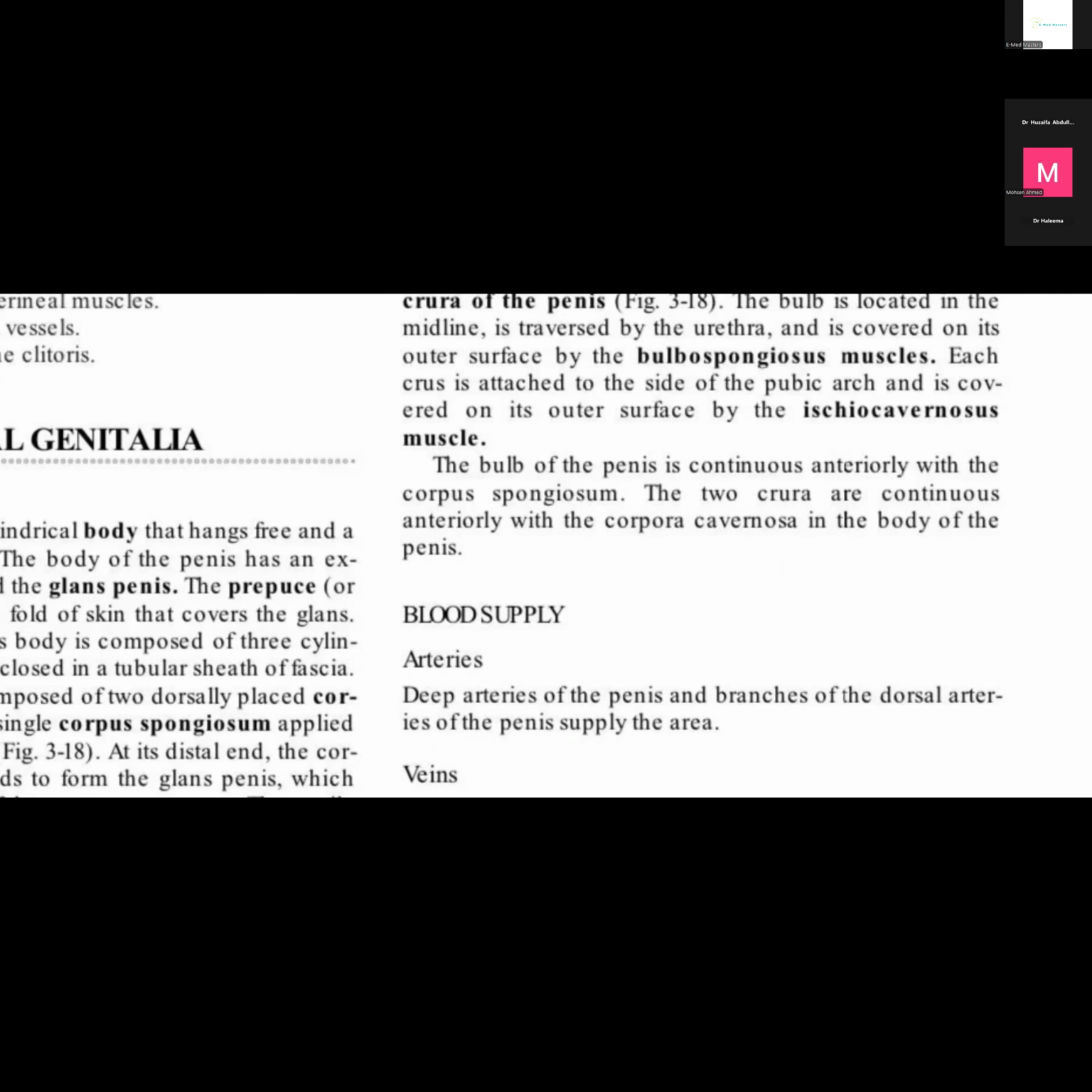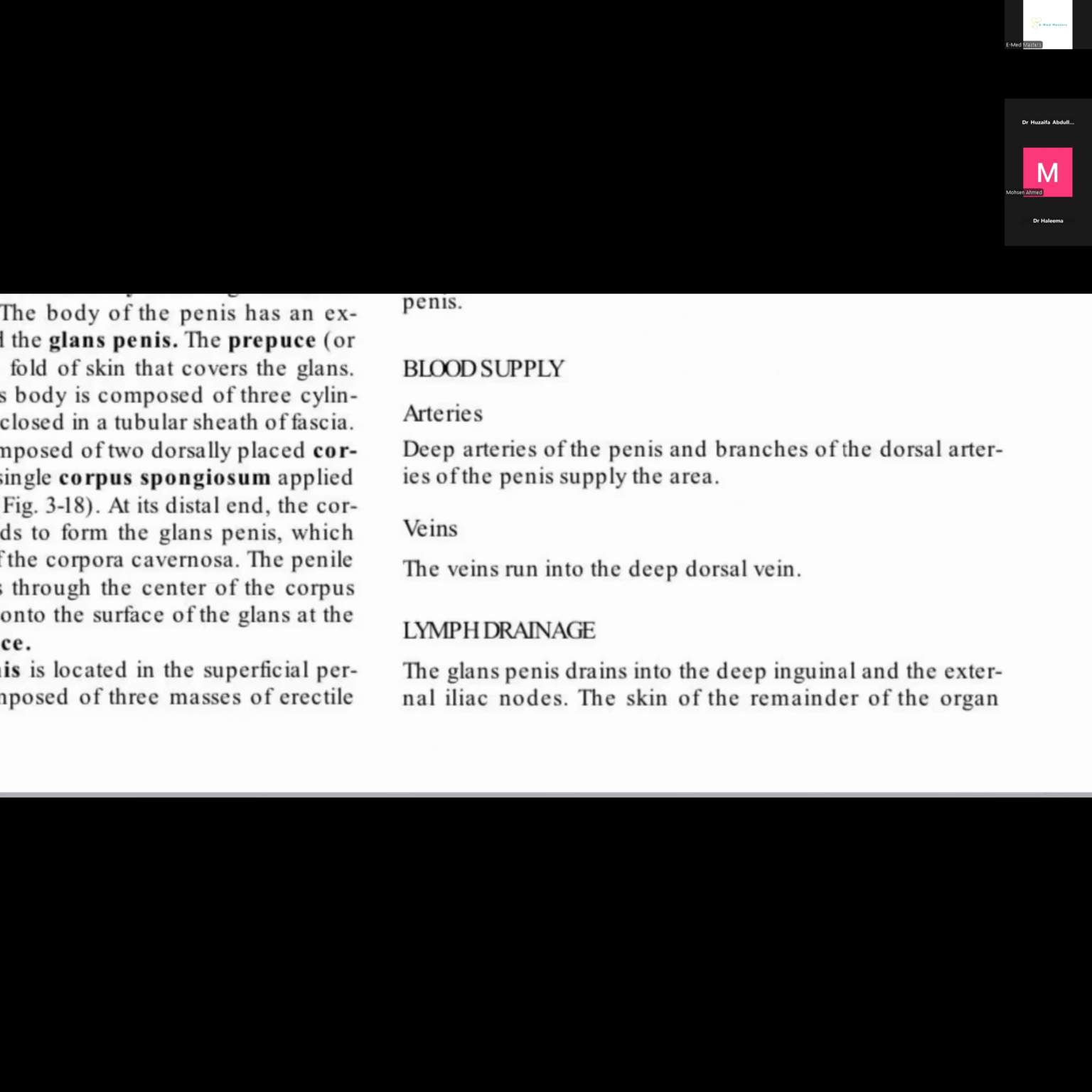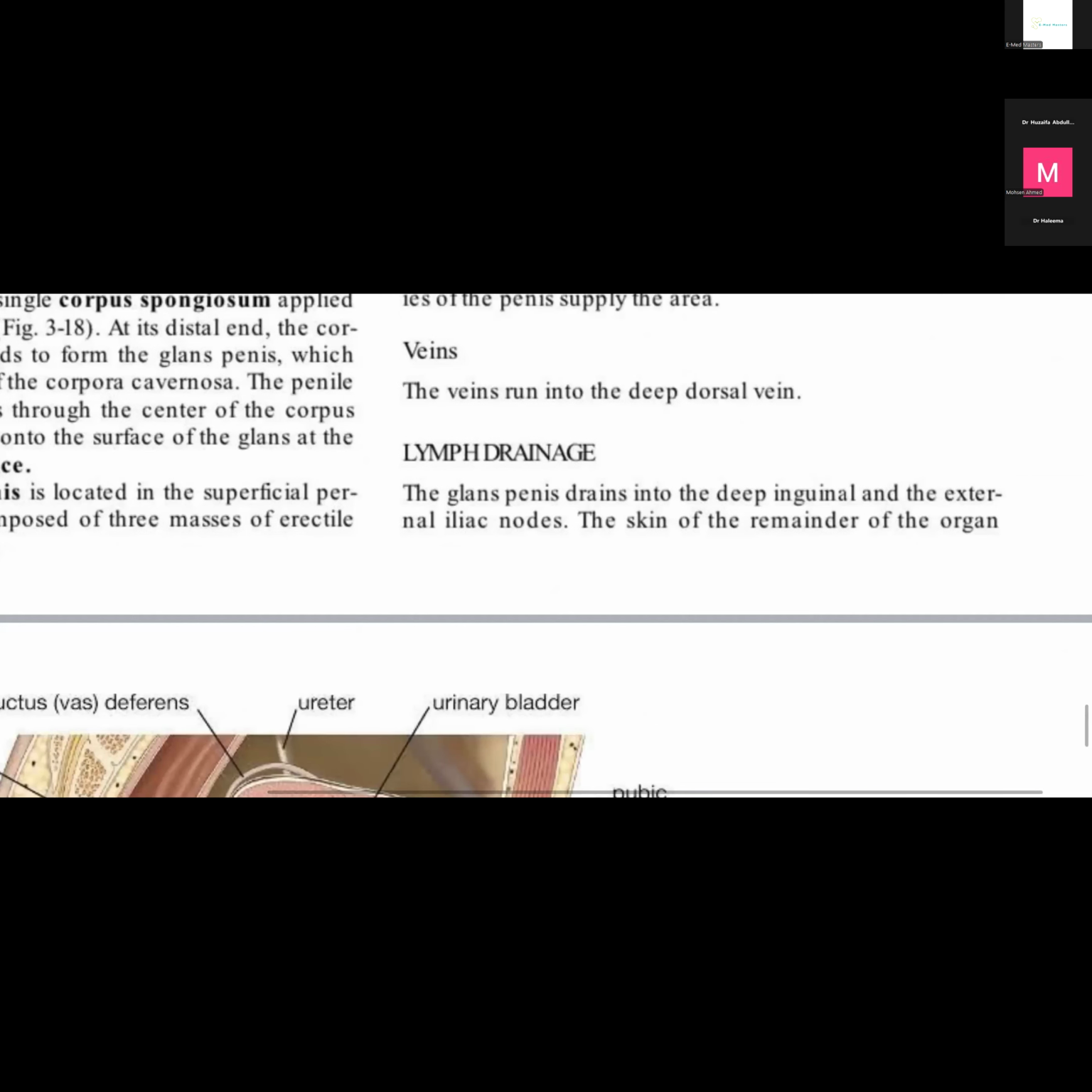Blood supply of the penis is important. It is supplied by the deep arteries of the penis and the branches of the dorsal artery of the penis. The deep artery of the penis and the dorsal artery of the penis are branches of the pudendal artery, and the veins drain into the deep dorsal vein.